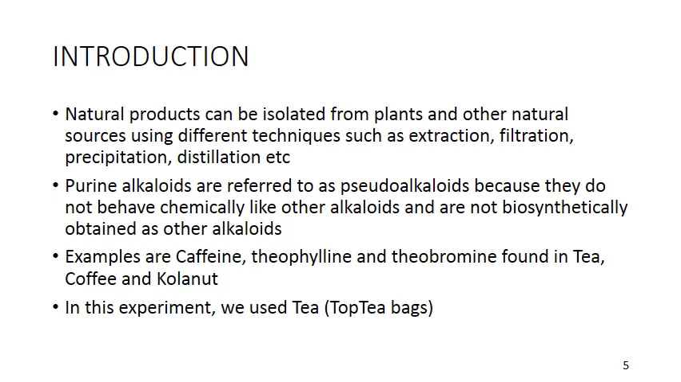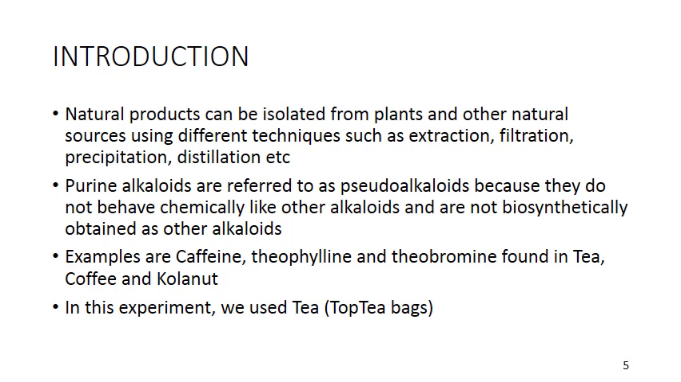For a brief introduction, natural products can be isolated from plants and other natural sources using different techniques such as extraction, filtration, precipitation, distillation, and so on. Purine alkaloids are referred to as pseudo alkaloids because they do not behave chemically like other alkaloids and are not biosynthetically obtained as other alkaloids. Examples are caffeine, theophylline, and theobromine found in tea, coffee, and kola nuts. You have to find out the chemical structures and the botanical sources.